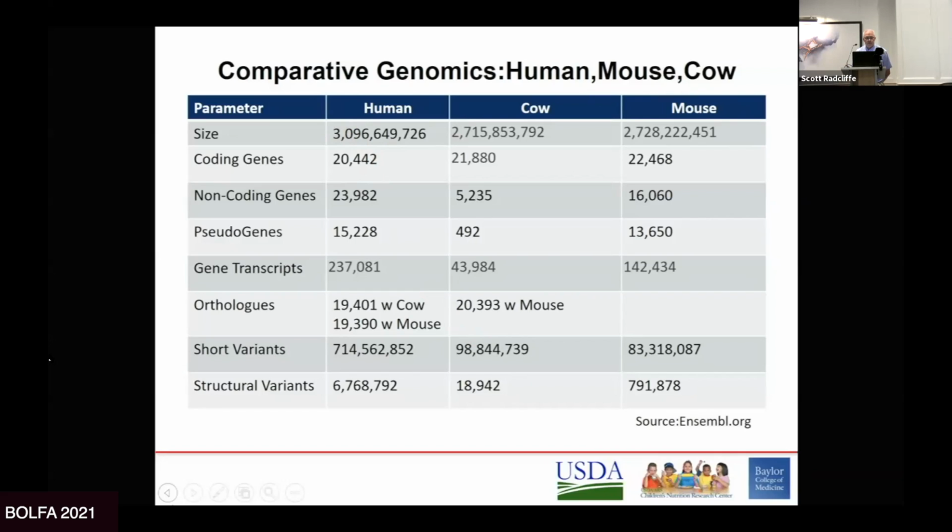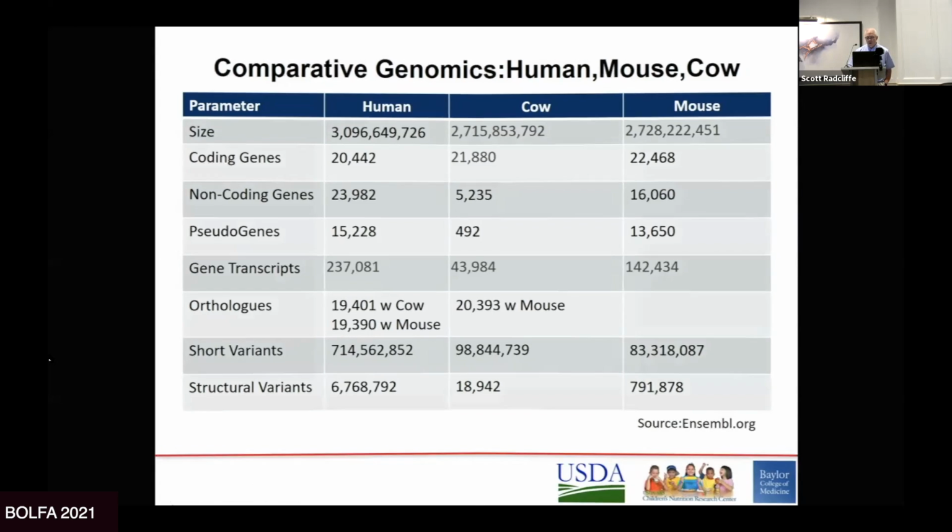Where they're very different is in the known genetic variation. So if you look at the bottom, you have short variants and structural variants. In the human, there's on the order of almost 700 million that have been identified. In the cow and the mouse, they're more like 100 million of those each. And that's partly due to the fact that sequencing has become so cheap, and there are a lot of groups around the world that are trying to sequence hundreds of thousands, if not millions of individuals.